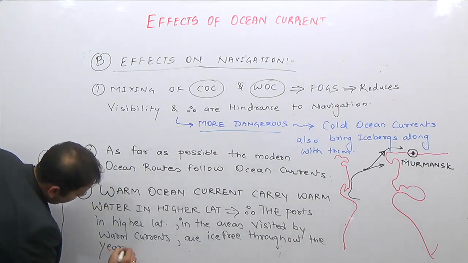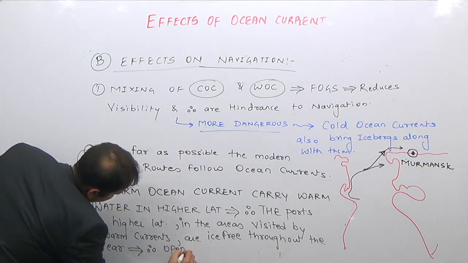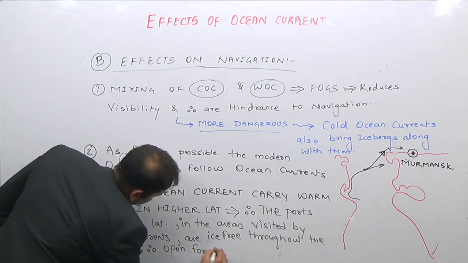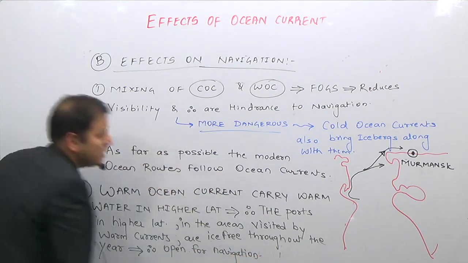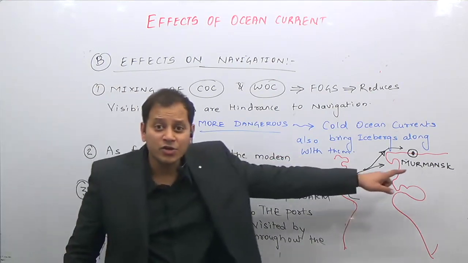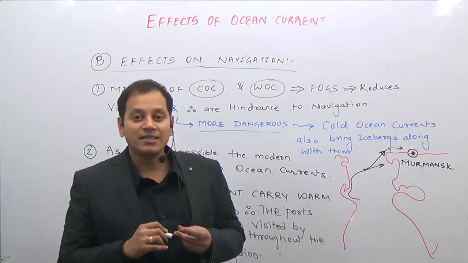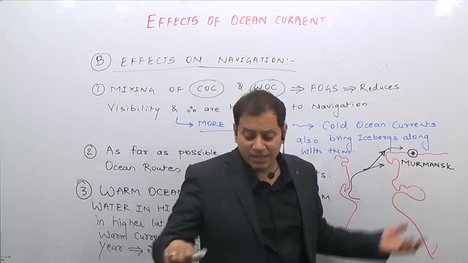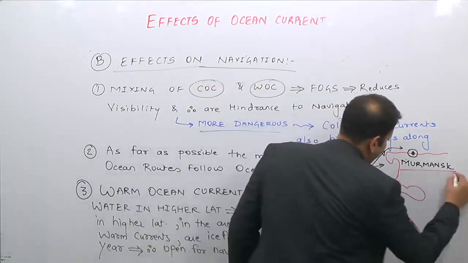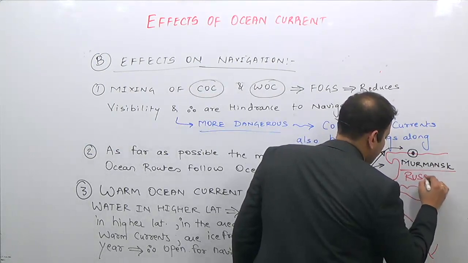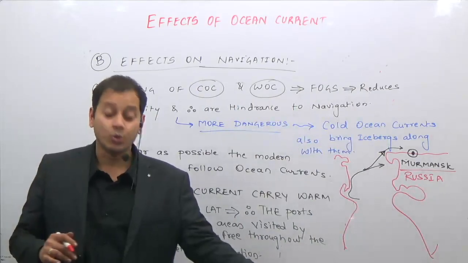And therefore open for navigation. Example is the ports of northwestern Europe due to the Norwegian Sea current. Underline the current in the answer. And the example is the port of Murmansk in Russia, which remains ice free and open throughout the year. So these are the positive effects of the ocean currents.